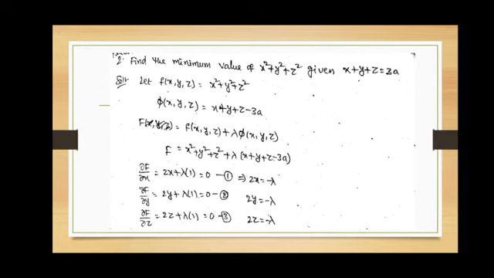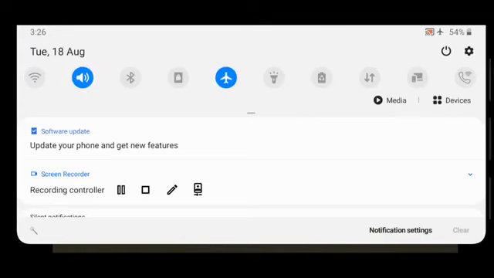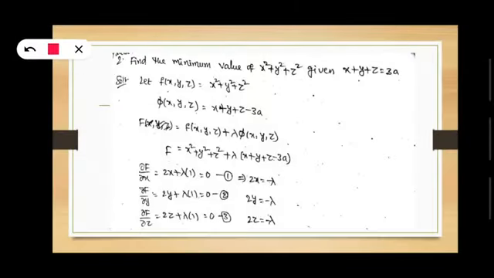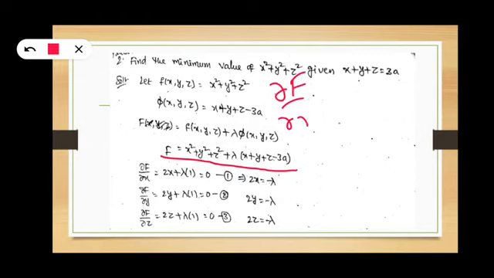Now we partially differentiate this capital F with respect to x, that is dou F by dou x. Here we are doing the partial differentiation with respect to x, so y and z will be constants. The differentiation of x square will be 2x, and y square and z square will be 0.